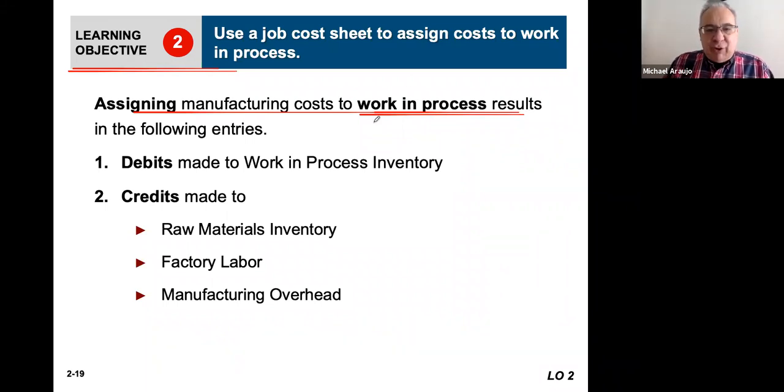So when we're ready to actually start making a product, we need to start moving numbers. We start moving numbers over to the work in process inventory, and we start taking it away from our raw materials, labor, and overhead accounts that you're going to see here.